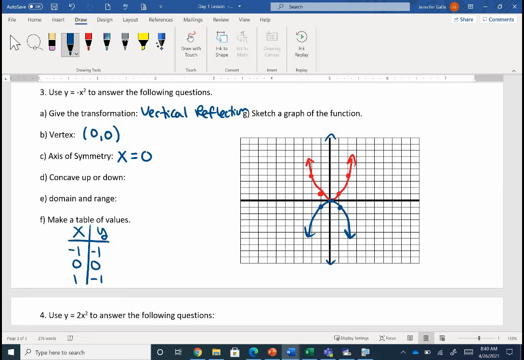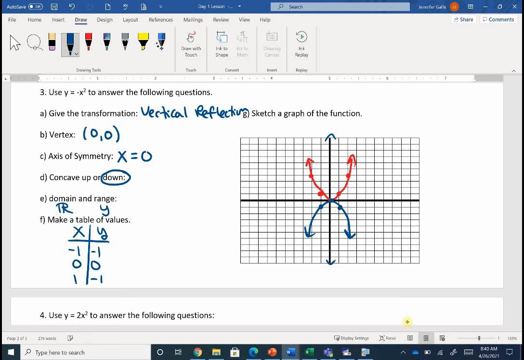Now in this case, we finally get concave down. So when you have that negative in front of your squared term, that's when our graph's going to open down. For our domain, always, always, all reals. I can square anything I want to. The range, always y.